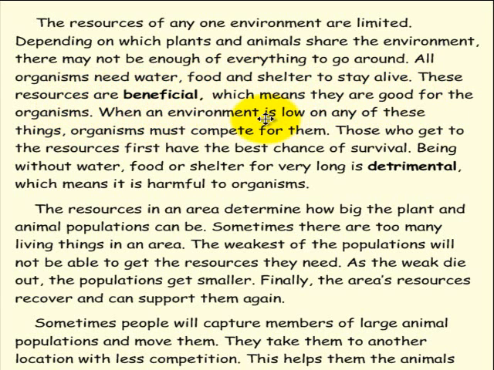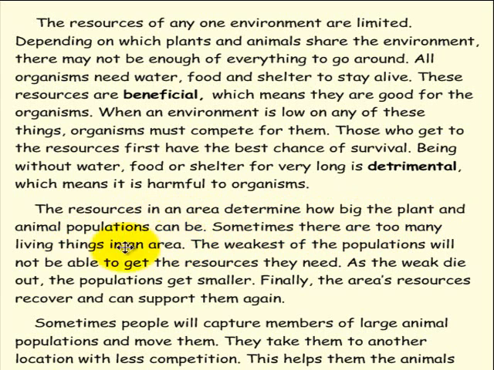When an environment is low on any of these things, organisms must compete for them. Those who get to the resources first have the best chance of survival. Being without water, food, or shelter for very long is detrimental, which means it is harmful to organisms. The resources in an area determine how big the plant and animal populations can be.